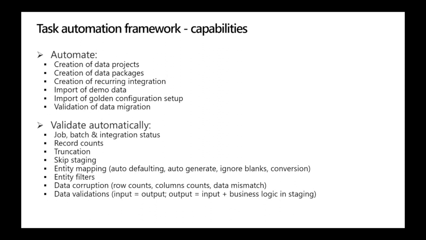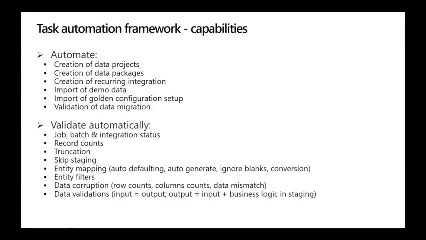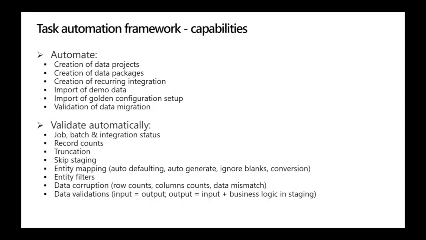But basically what you can do is we can automate the creation of a data project. We can automate the creation of data packages, creating a recurring integration. It can connect to LCS, and it can import data which is available in your LCS libraries. So if you would upload a golden configuration setup as data packages into your asset library, you could actually automate the full import of that golden configuration in any destination environment.